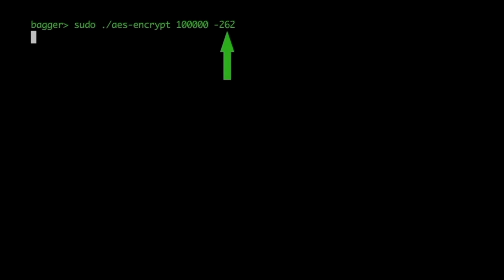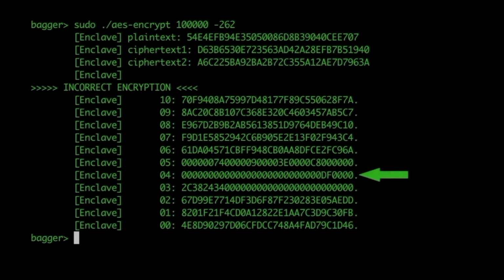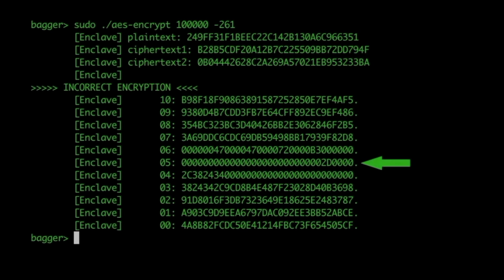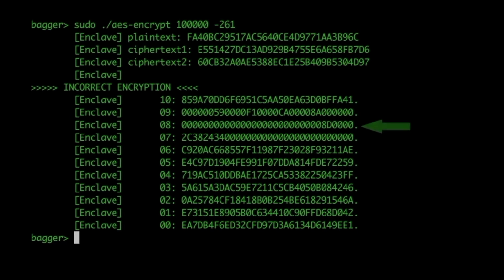Okay, so let's see that in action in SGX. So we call AES encryption here with minus 262 millivolts, and we got a fault here in the 4th round. That's actually too early, so we do it again. Here we have a fault again in the 5th round, so too early. So we'll run the attack again, another 5th round. And then finally in another attempt, we'll get the desired location, which is the 8th round.